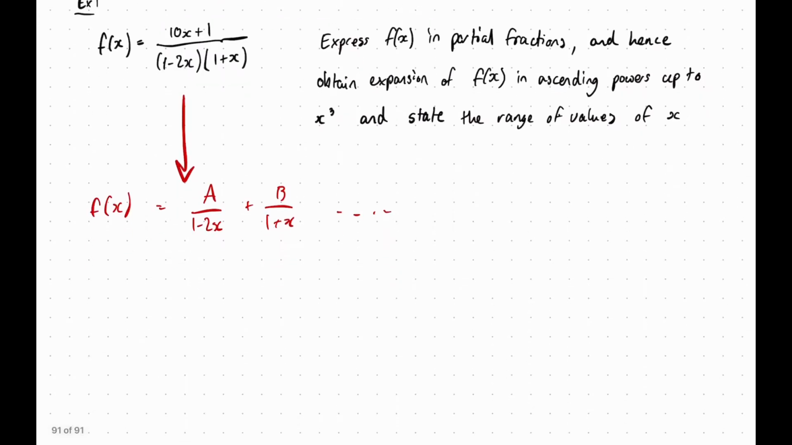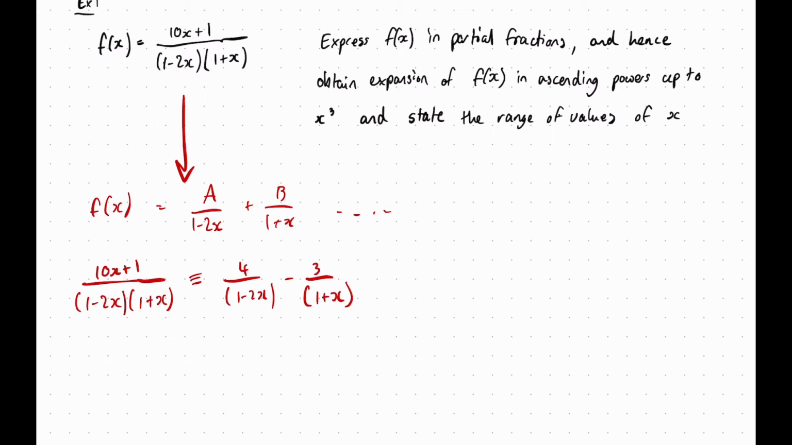You would end up with 10x plus 1 over (1 minus 2x)(1 plus x) is equivalent to A, which would have been 4 when you've worked it out, over 1 minus 2x, plus your B, which was actually minus 3, so minus 3 over 1 plus x. Okay, so that would be your partial fraction, if you did it.